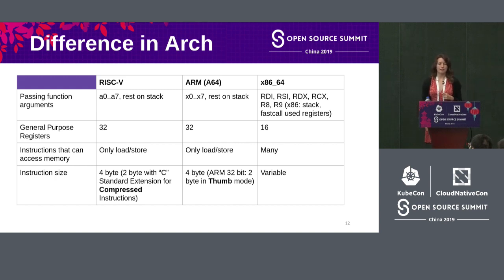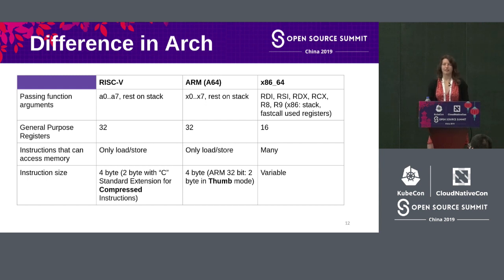So what else are the differences between architectures? On RISC-V as well as on ARM, you can use your registers A0 to A7 to pass parameters to a function. In x86 32-bit, it used to be that you have to put everything on the stack, but that's not true for the 64-bit version anymore. RISC-V and ARM have many more general purpose registers. They have 32 of them, while x86 64-bit has only 16.